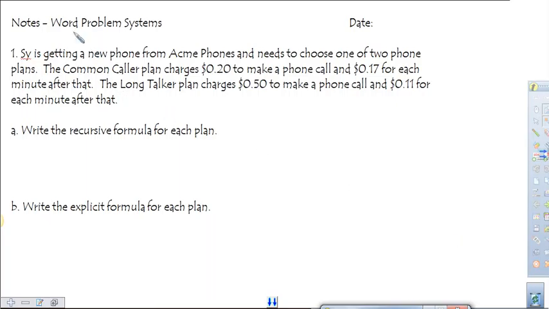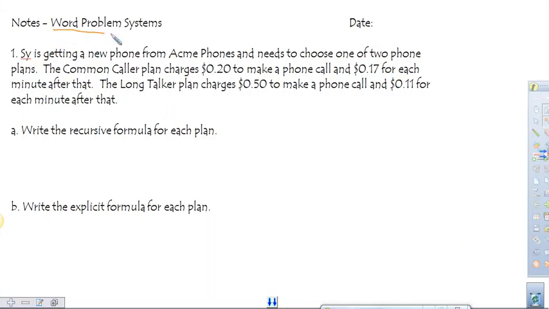Alright, so we are solving word problems with systems. We're going to go through this example together, and then you're going to have two problems on the back that were similar to what we were doing in class today. Okay, and then we'll go over more word problems next class.